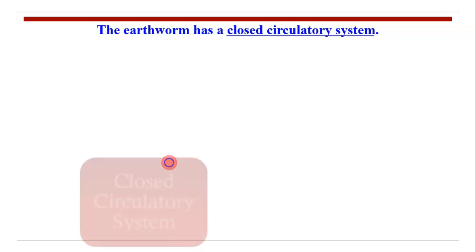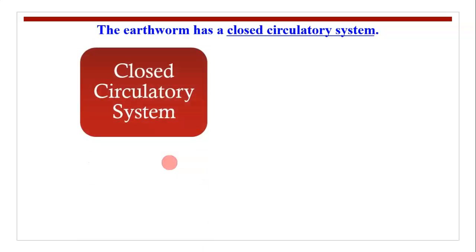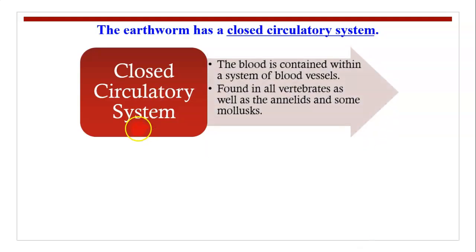Now, they have something called a closed circulatory system. If you need a reminder of the circulatory system, I'll give you one in just a second. But organisms can have what we call a closed circulatory system or an open circulatory system. So let me tell you the difference. The blood in a closed circulatory system is contained within a system of blood vessels. Like you and I, we have a closed circulatory system. And this kind of circulatory system is found in all vertebrates, so animals with a backbone, as well as annelids, so segmented worms, and some mollusks.